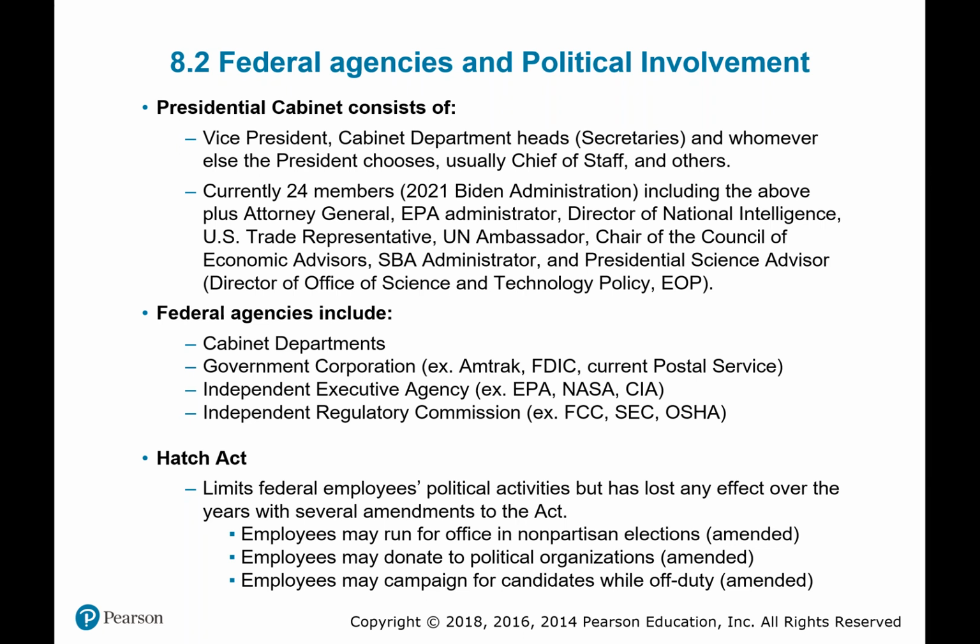Independent executive agencies, these are not under any department. They're independent. They want to keep them away from politics. And you have the EPA as a good example, Environmental Protection Agency, NASA, the CIA.